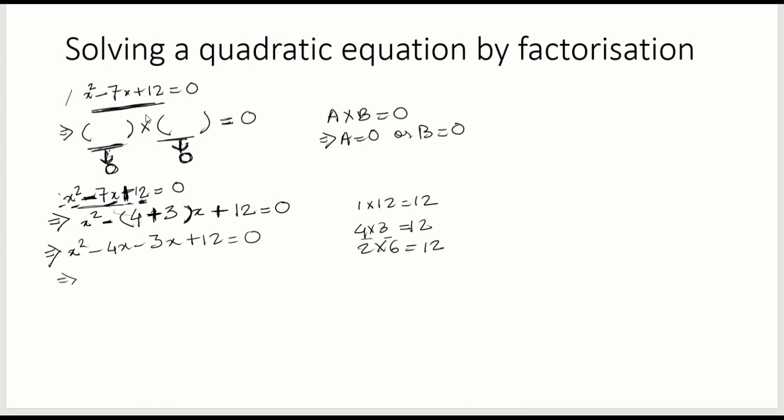So from here, the first two terms, x squared and minus 4x, we take the common factor between x squared and minus 4x. x is a common factor, right? x squared has two factors, one is x, another is x, and minus 4x has factors 4 and x. So the common factor we get is x, and then we put a bracket. If we multiply x and x, we get x squared, minus, if we multiply x with 4, we get minus 4x. Similarly, we find the common factor between minus 3x and plus 12.